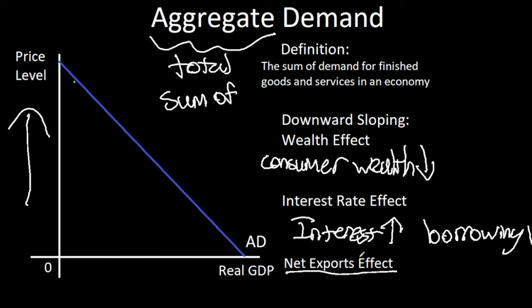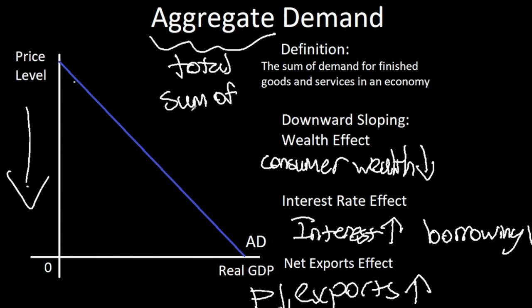Finally, there's the net exports effect. So let's take Venezuela with their super high prices and inflation. The relative price for foreign imports will be much more attractive than their expensive domestic goods, which will be less in demand due to their higher prices. Remember that net exports is exports minus imports. So if imports increase and exports decrease, then your net exports will be a smaller number, if not even more negative. So now you know why the aggregate demand curve slopes downward.